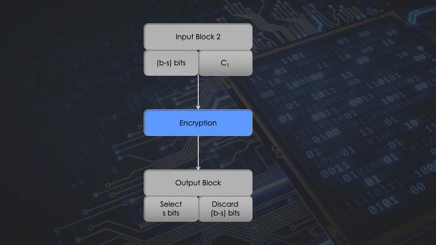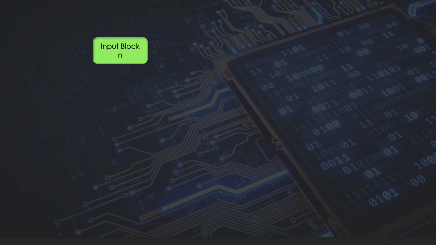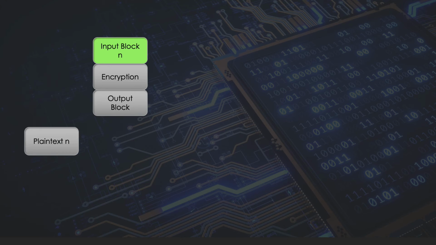Like the previous step, the new input block will be encrypted to obtain the output block. The S bits of the output block and the next S bits of the plaintext, P2, will be XORed to obtain the next S bits of ciphertext, C2. The process will then be repeated until all the ciphertext is obtained.